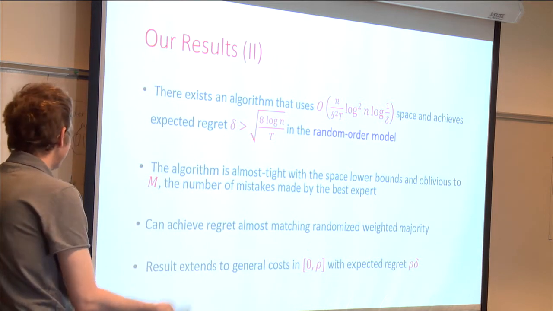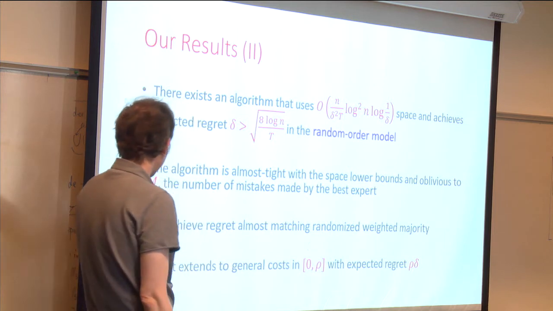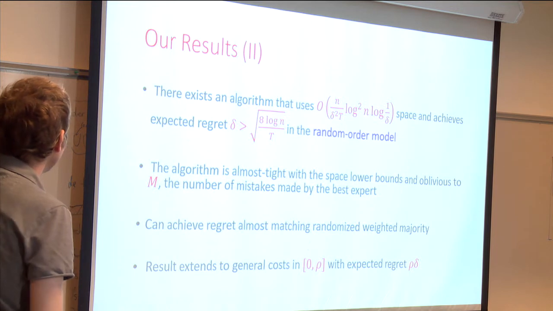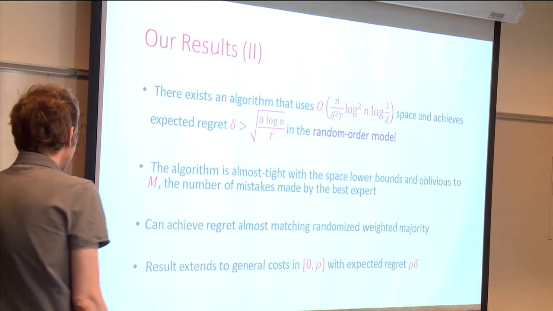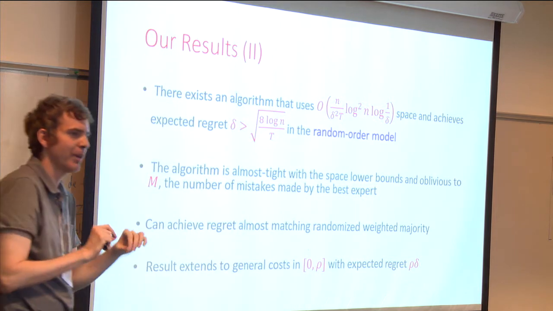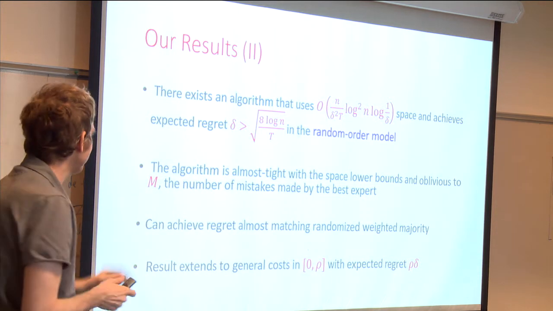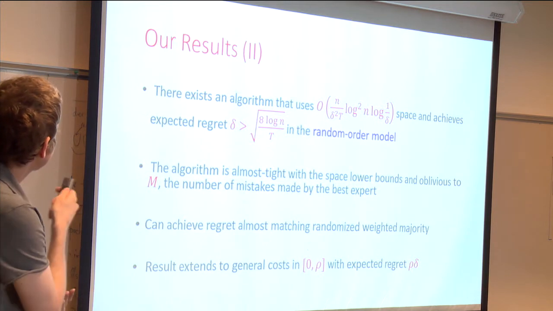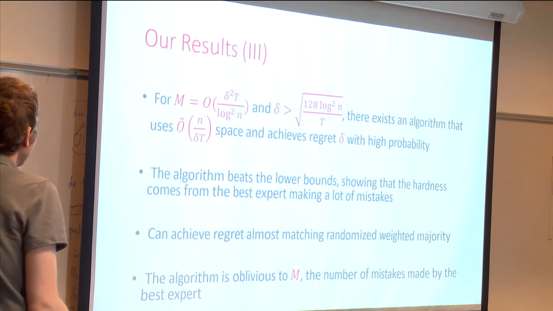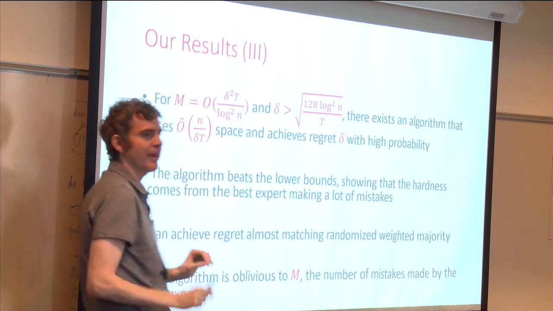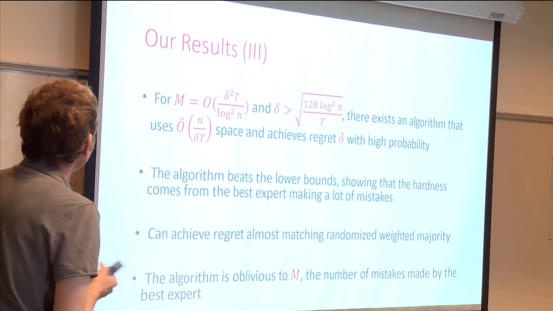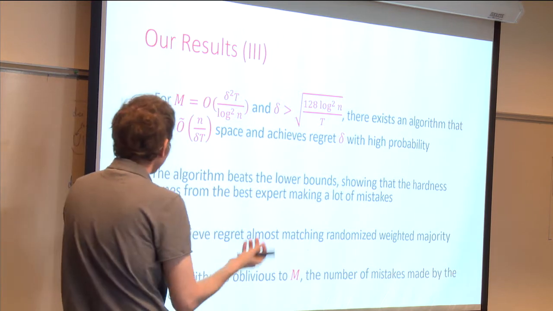The algorithm doesn't need to know things like the number m of mistakes of the best expert. It doesn't need anything it shouldn't know. It does extend to more general loss functions. So instead of just binary outcomes, if you have a cost vector, but I'm not going to describe that here. So this is a nearly tight bound in the random order model. For arbitrary order streams, we don't have tight bounds. Okay, so this is a nice open question that hopefully one of you can solve.